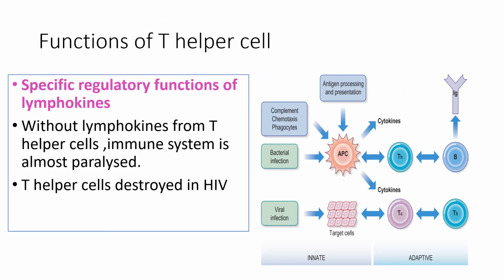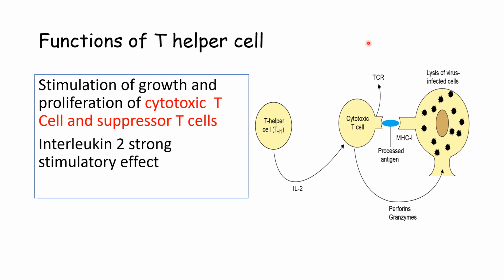The T helper cell causes the release of these lymphokines, and these lymphokines are responsible for enhancement of the immune response by the different cells in the cellular immunity. And without these lymphokines, the T helper cells and even the immune system will almost be paralyzed. Then another function of the T helper cell is stimulation of growth and proliferation of the cytotoxic T cells. And you can see interleukin 2, which is released by T helper cell, causes a strong stimulatory effect on these cells.